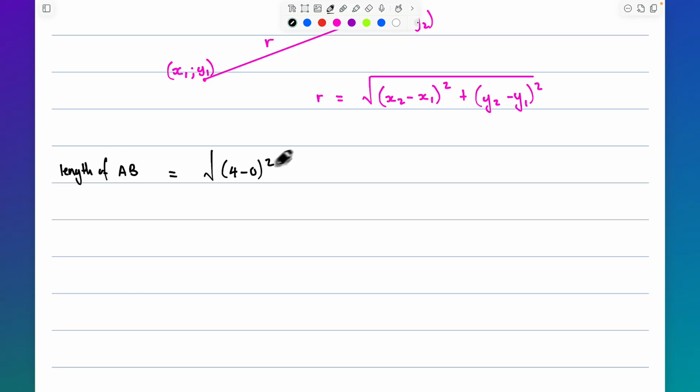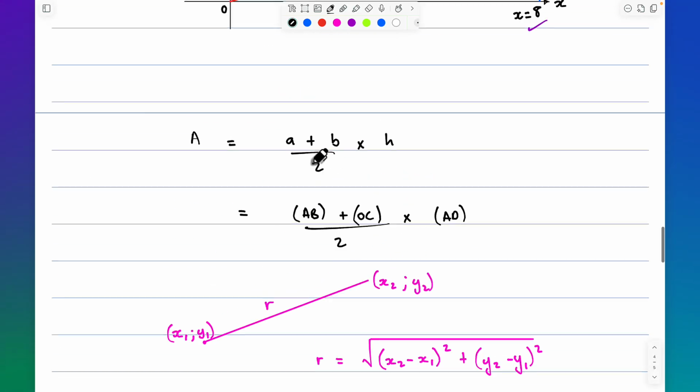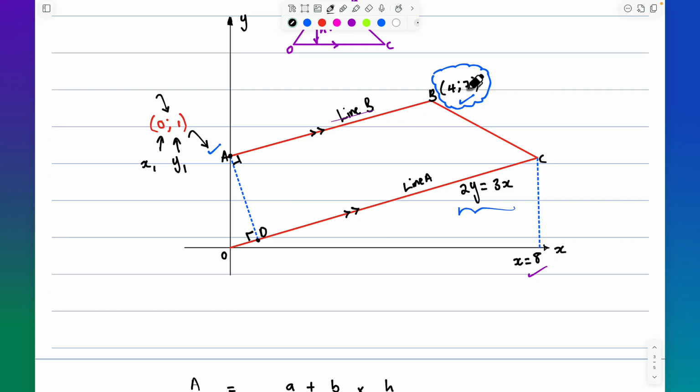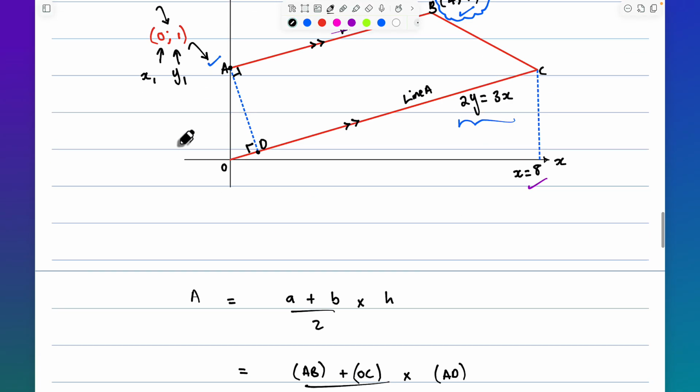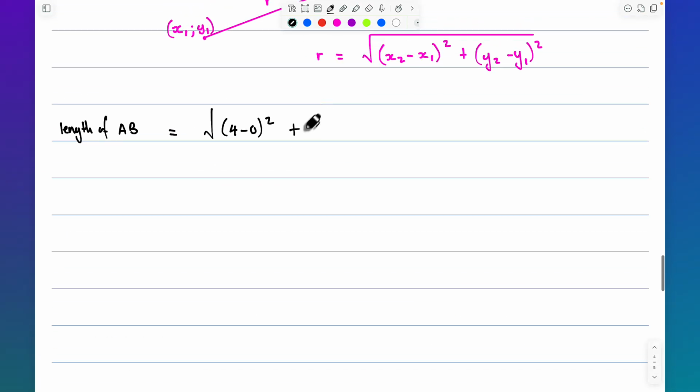I'm hoping this isn't too confusing. Plus the difference in your y's, right? So the y value of that point, the y value of this point. The y value of that point is 7. The y value of this point is 1. So we're going to say 7 minus 1 squared. And then you find the square root of this.